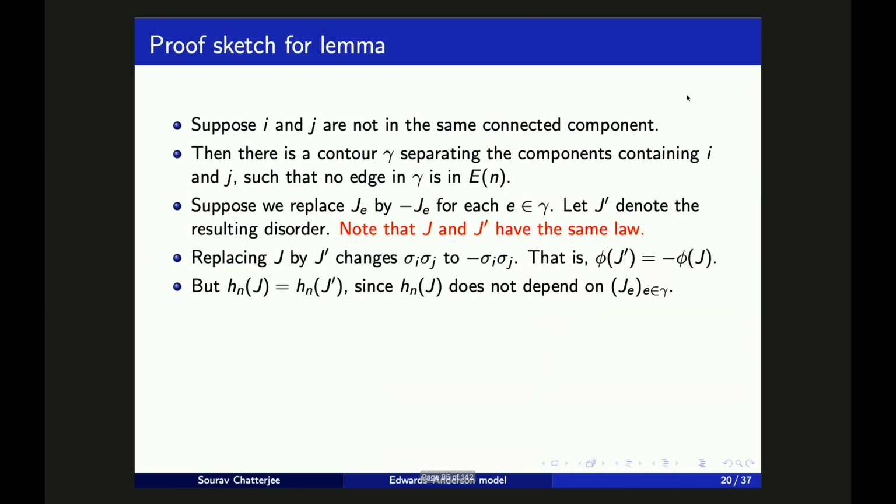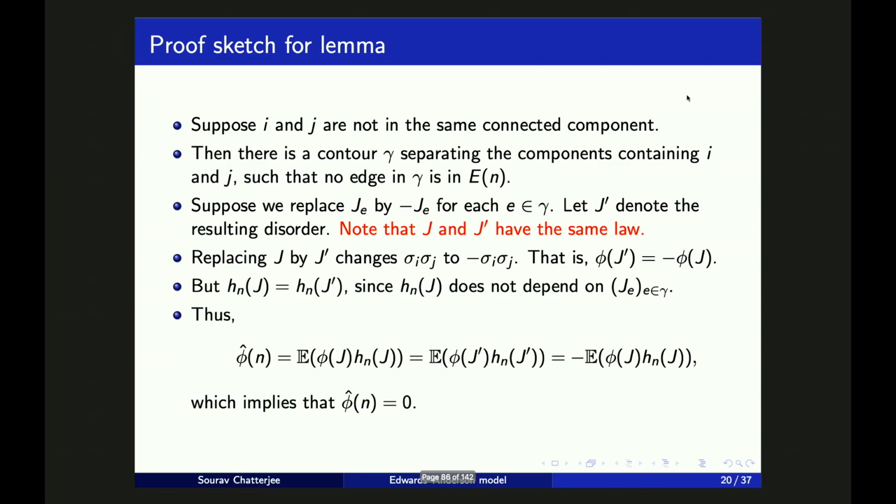However, Hn of J is equal to Hn of J prime because everywhere on gamma, Ne is 0. So the multivariate Hermite polynomial doesn't change if you replace J by J prime. So what do you get? Phi hat of n is the expectation of phi J Hn of J, which is equal to this because J and J prime have the same law. But this is the negative of this, and this is equal to this. So you get minus phi hat of n, which implies that phi hat of n is 0.